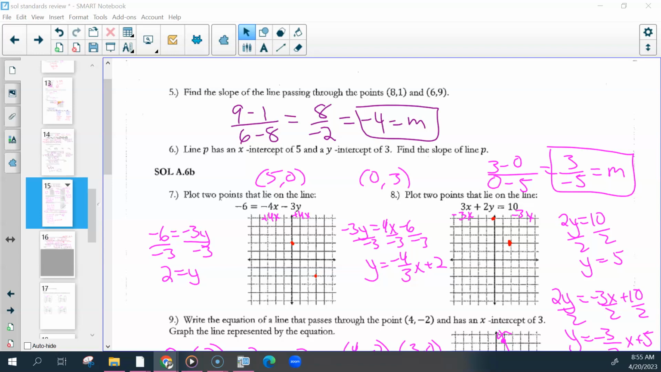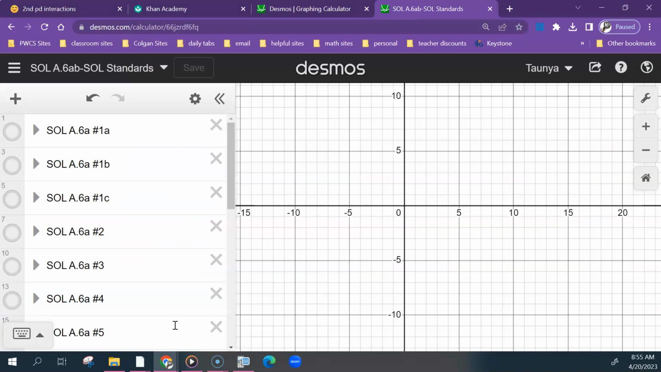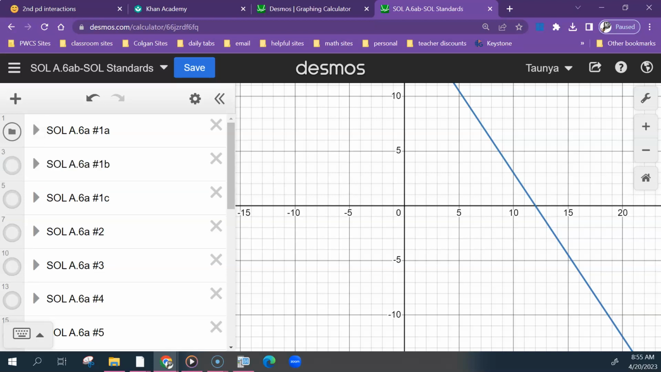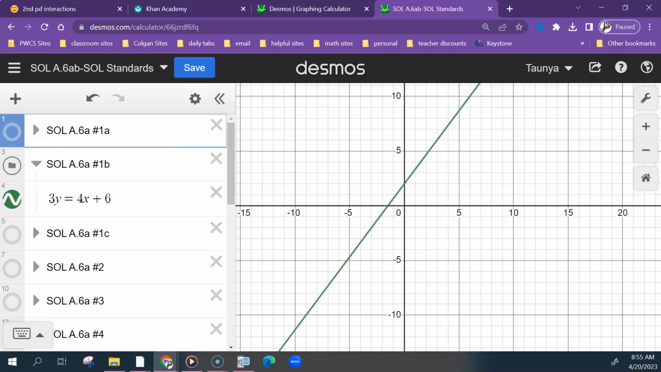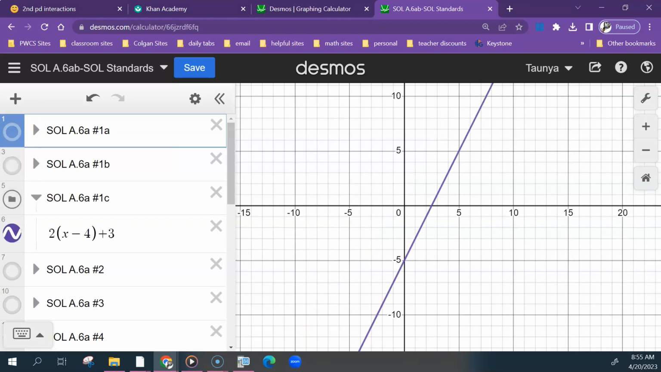Before we talk about SOL A.6a-b, I'm going to show you the ones on Desmos, and then we'll go back. So on Desmos, if you just type in the equation as is, count your slope, you'd be able to figure that out. Same thing with B and C, but again, C had it given to you, so you didn't really need to do that one.